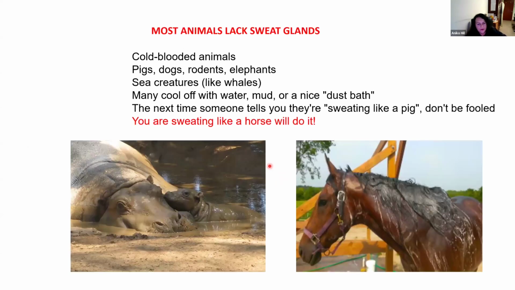Okay, I just wanted to mention it to you because I thought it's really interesting that most animals have no sweat glands, if you didn't know, except the horsey. Horsey has a lot of sweat glands, but cold-blooded animals, pigs, ducks, rodents, elephants, sea creatures, whales, they do not have sweat glands, so that's why they love to roll around in the mud. Or the elephant is pouring sand on his skin, taking a dust bath. So anyway, the saying that you are sweating like a pig is totally wrong. You have to say you are sweating like a horse.